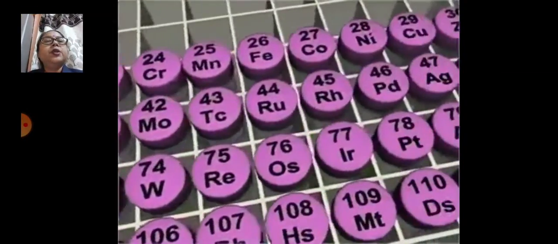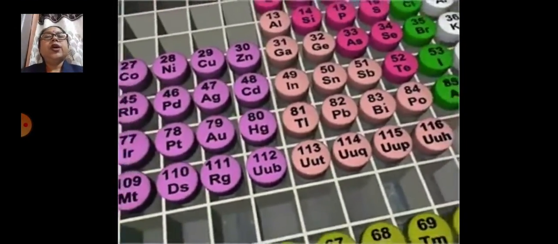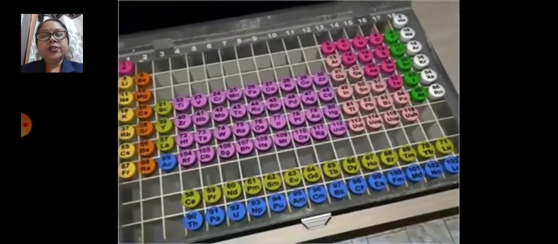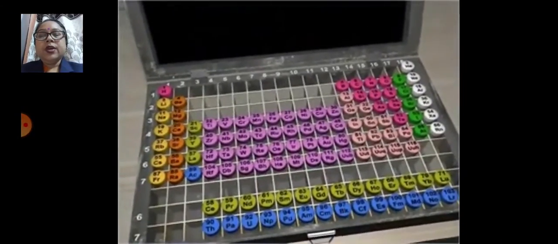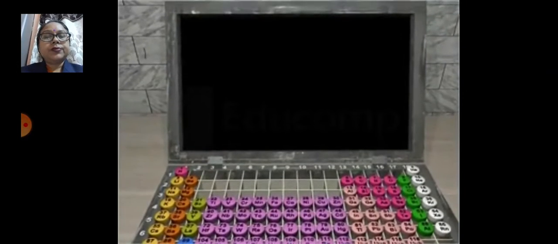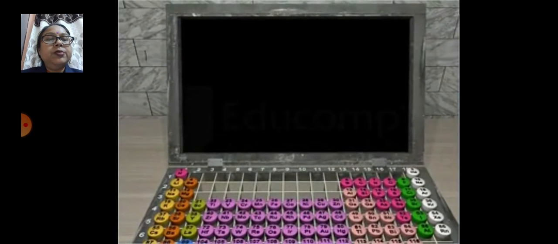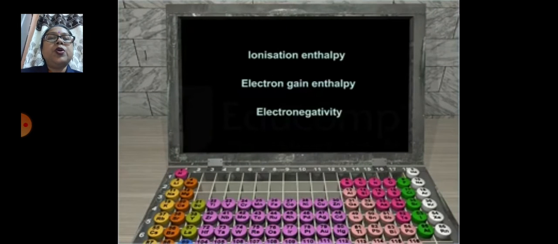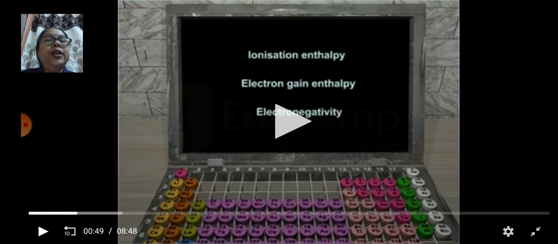In the modern periodic table, elements are arranged in increasing order of atomic number. So regular variation has been observed across the period, and the position of elements in the periodic table determines the physical and chemical properties of elements. And these physical properties are ionization enthalpy, electron gain enthalpy, and electronegativity.